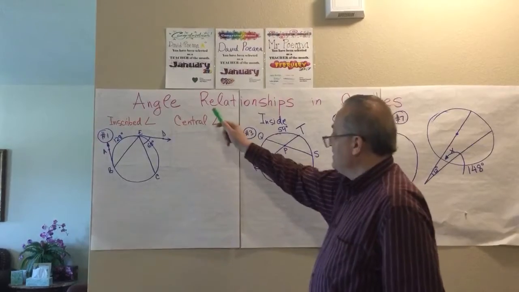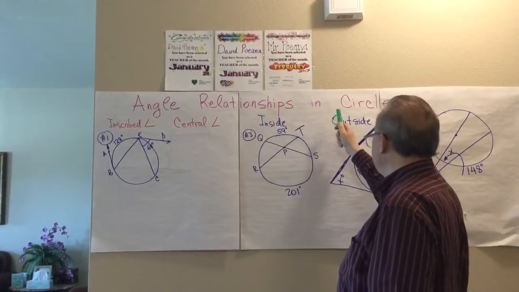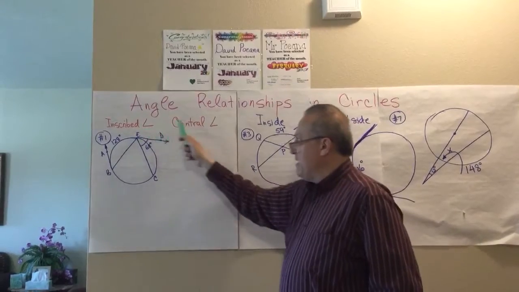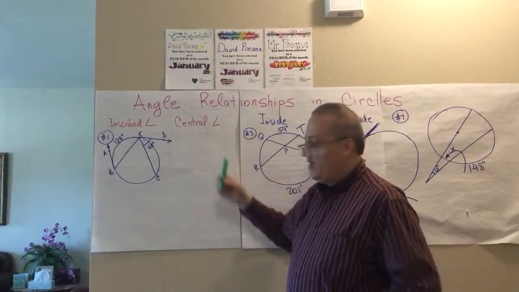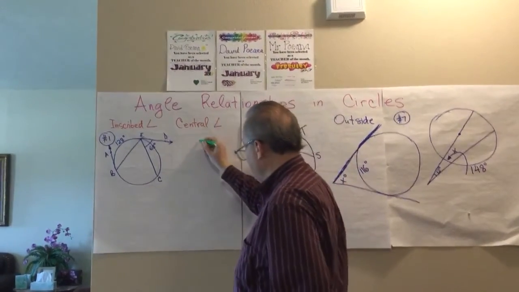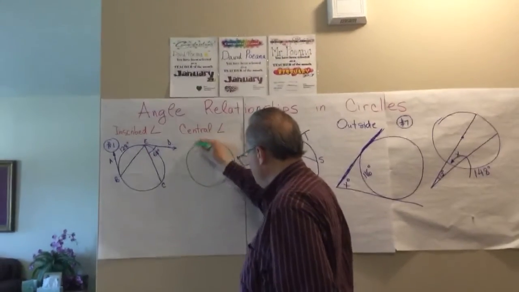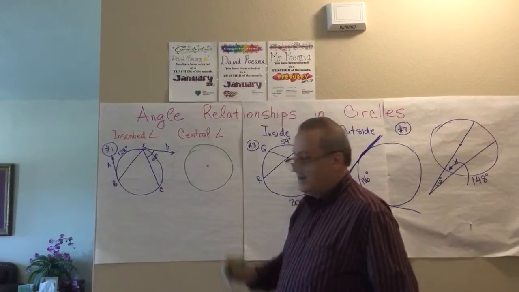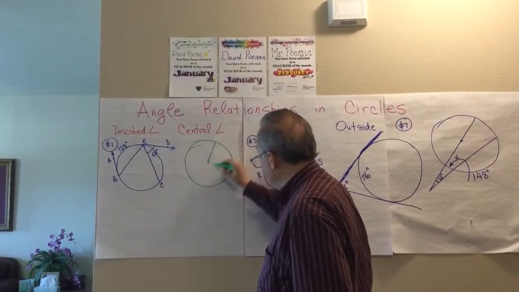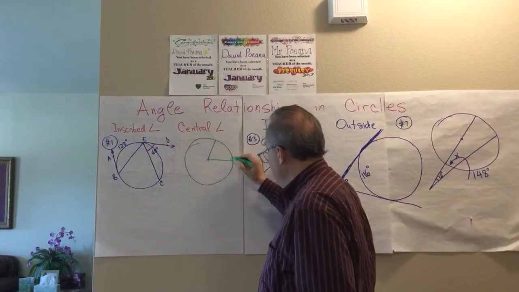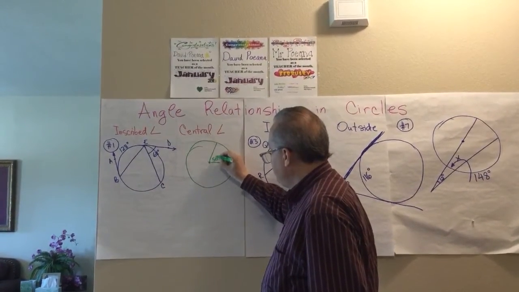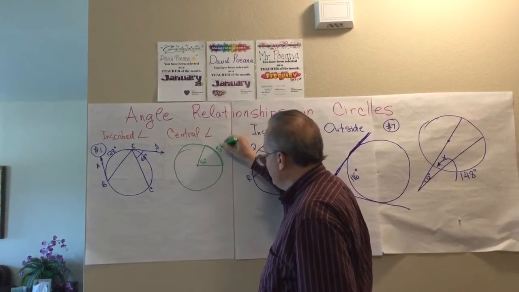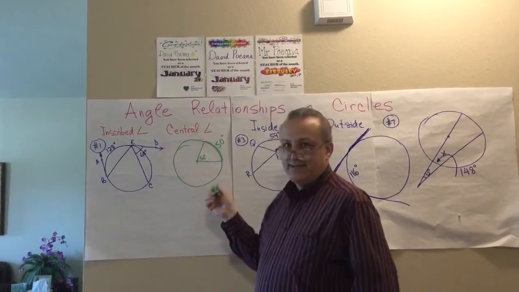We're going to talk about angle relationships in circles. So far we talked about inscribed angle and central angle. When you talk about central angle, you know that right here is the center and here is my angle. Let's say that this is 50 degrees, therefore the intercepted arc is also 50 degrees. That's central angle.